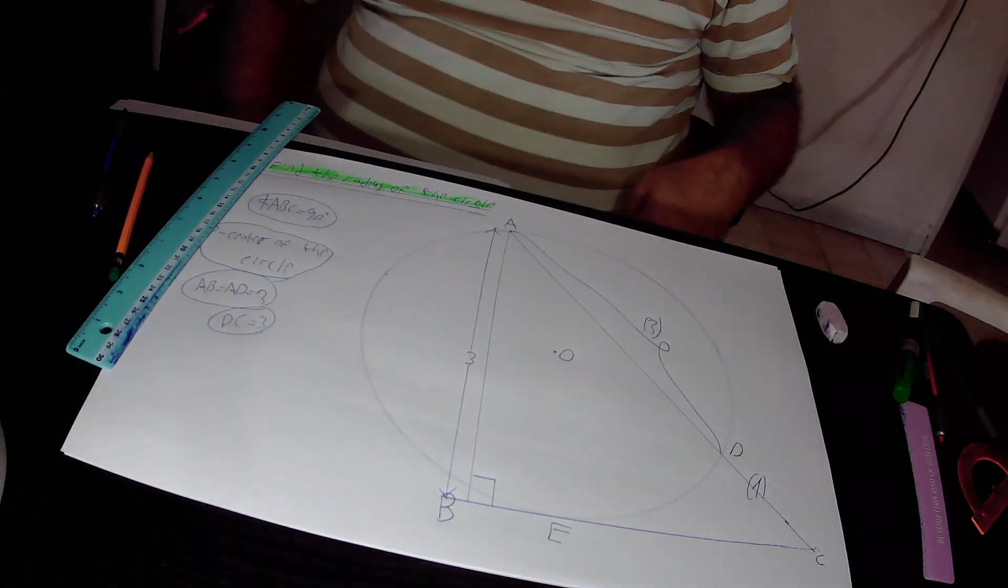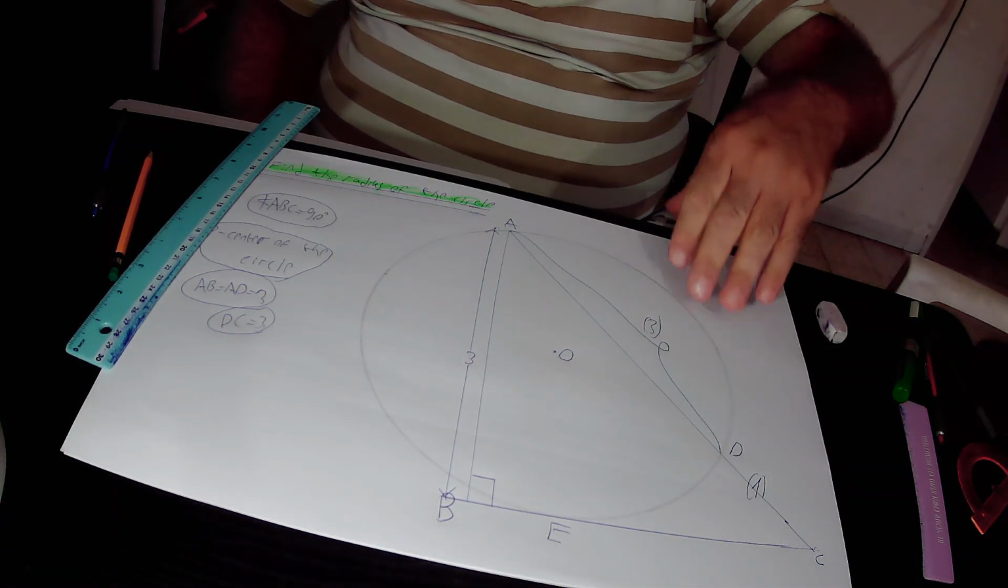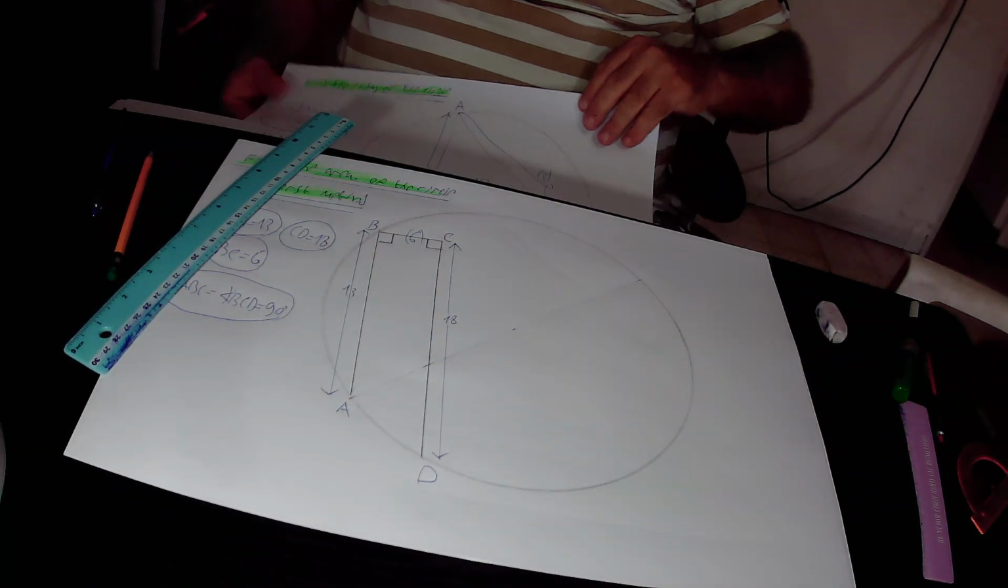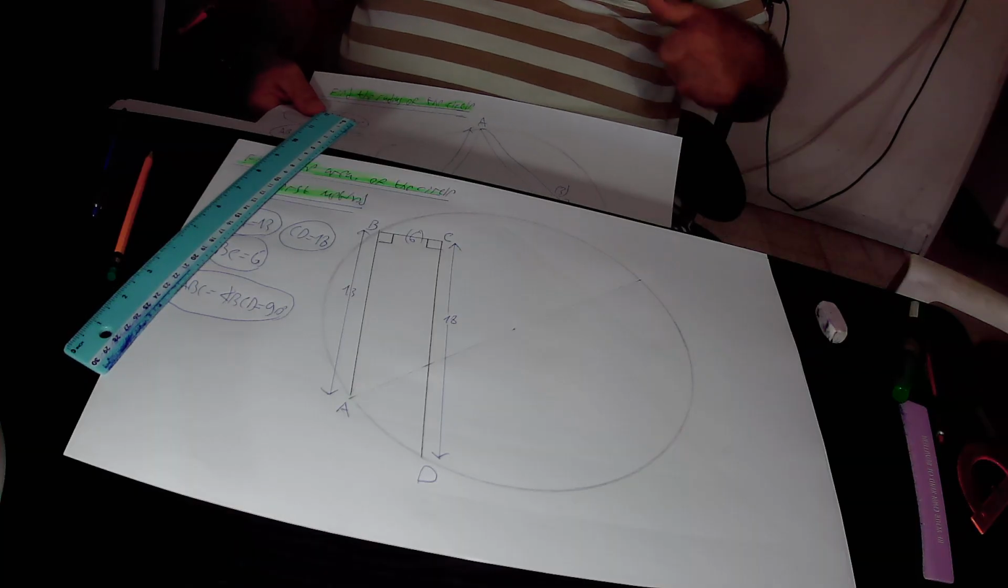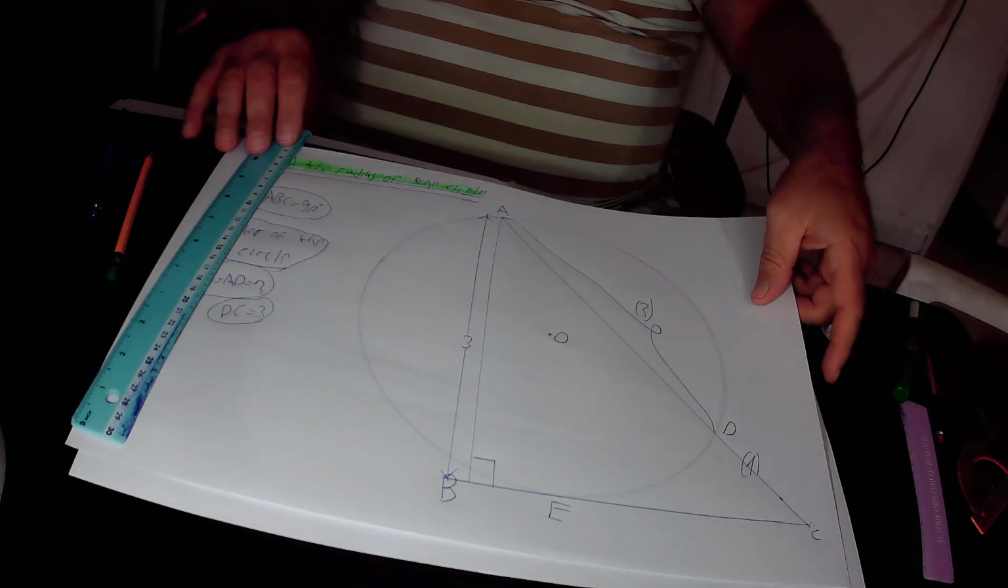And now in this lecture I'll answer two questions. The first question, we find out the radius of this circle, and in the second question we find out the area of this circle using two different methods. So we start with the first question.